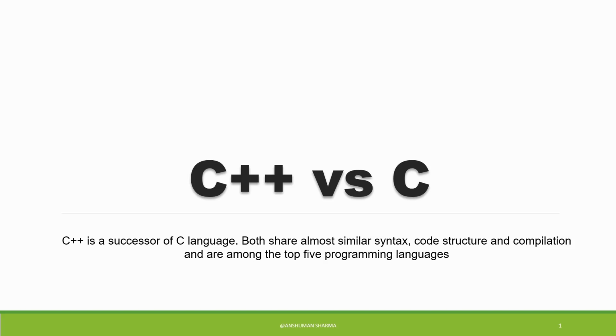Hello everyone. In this lecture we will be discussing the differences between C++ and C programming languages. Both are very prominent and popular programming languages, among the top 5 languages. Since we know that C++ is a successor of the C language, it resembles many features. It has almost similar syntax, and the code structure and compilation process also resemble each other.